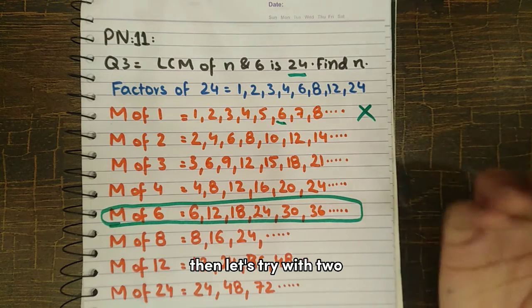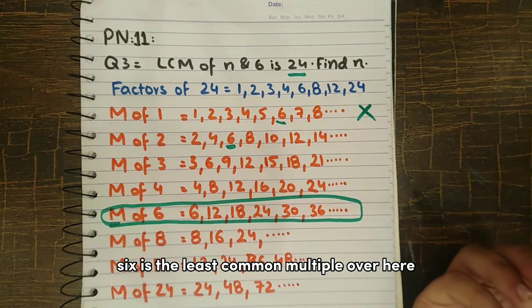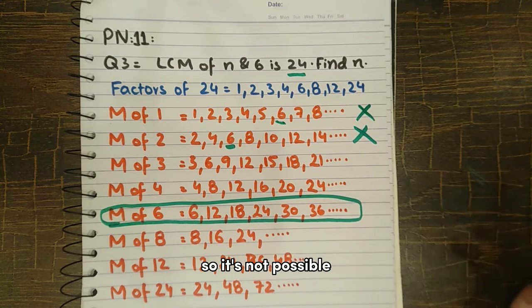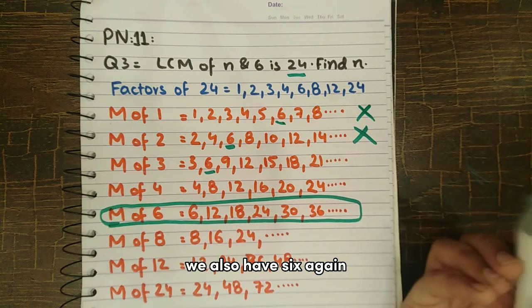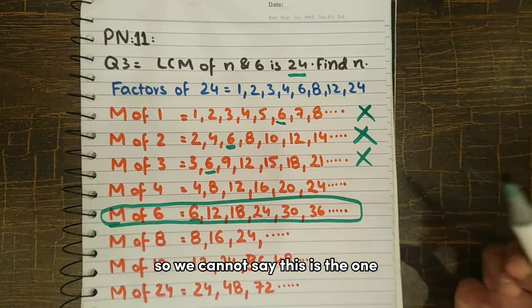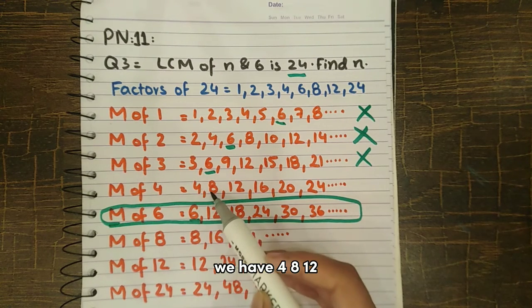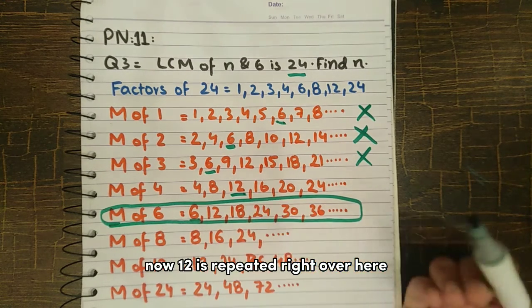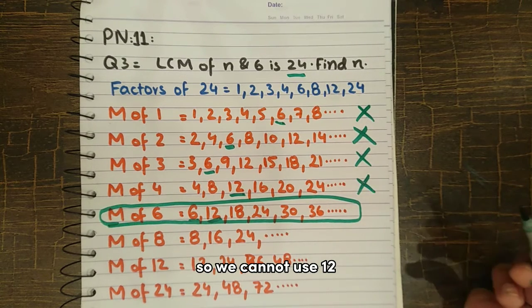Then let's try with 2. We have 6. Again, 6 is the least common multiple over here, so it's not possible. Let's try with 3. For 3, we also have 6 again, sharing with the multiples of 6, so we cannot say this is the one. Then let's check with 4. We have 4, 8, 12. Now 12 is repeated right over here. It's the least common multiple, so we cannot use 4.